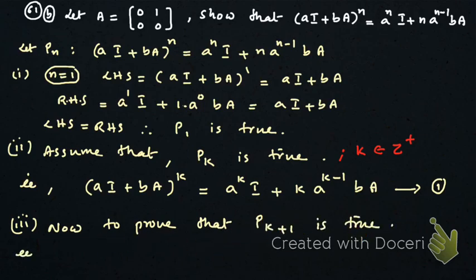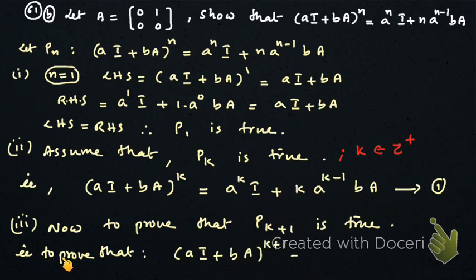Now what's the meaning of P(k+1)? Wherever k comes, I should replace this k everywhere by k+1. So that is what is to be proved. This is not proved, we are going to prove it. I'm supposed to be proving that this result is true for n = k+1, which means wherever n comes, I replace it by k+1.